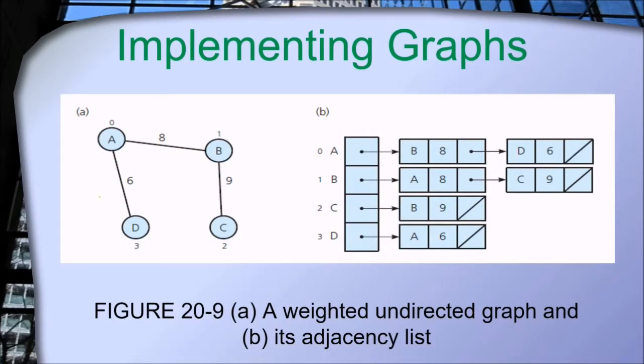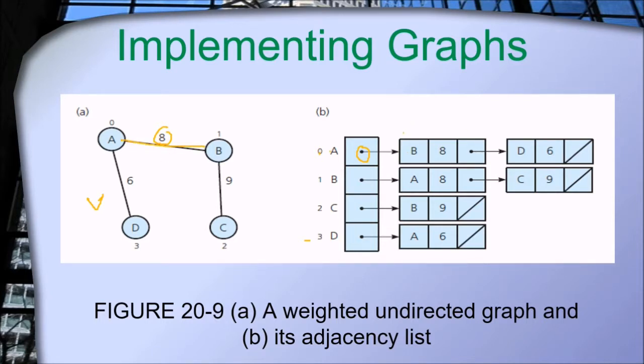This is a weighted, undirected graph, with no direction. How do we write the adjacency list of this? The same procedure will apply. We'll write 0 to 3, all these numbered nodes are there, but we are interested in A, B, C, D. We have pointers. A is pointing to B, but the weight is 8.